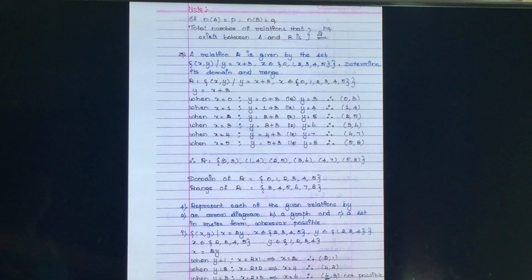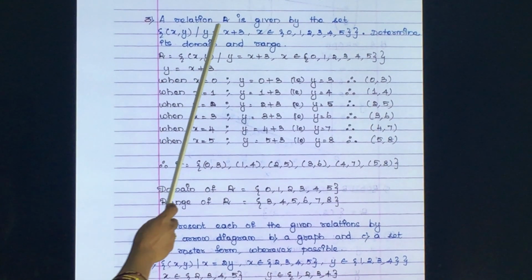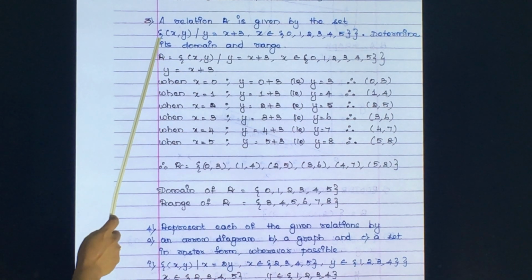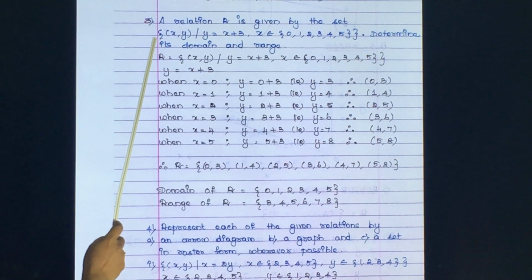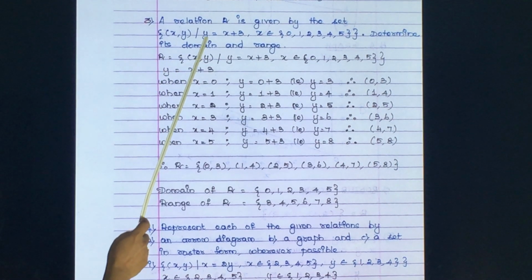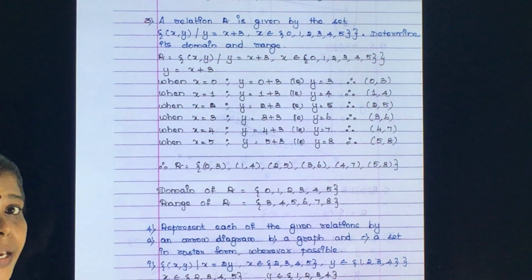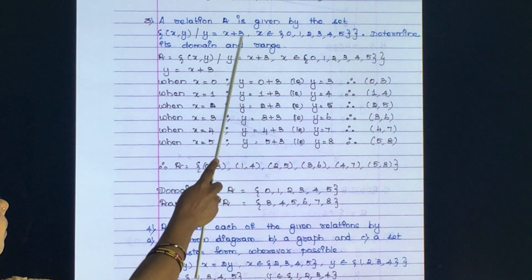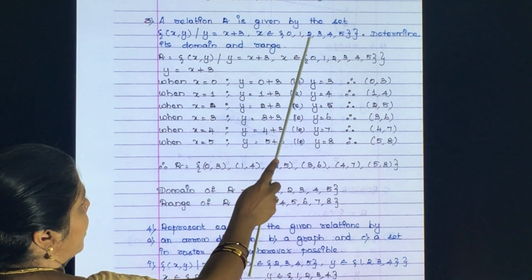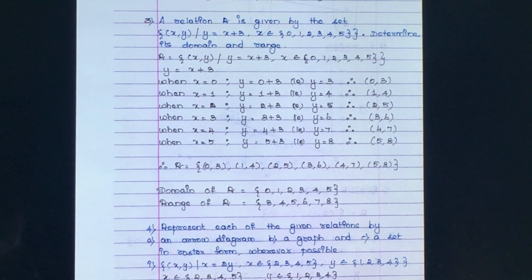Now let us go into sum number 3. A relation R is given by the set. See, it is given in the set builder form. Set of all ordered pairs x comma y such that, what is the rule given? y equal to x plus 3, where x belongs to 0, 1, 2, 3, 4, 5. Now we need to find the domain and the range.